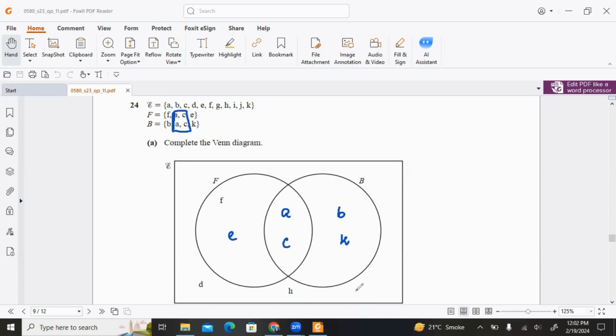And outside these, we will have D, G, H, I, J. These will be outside.